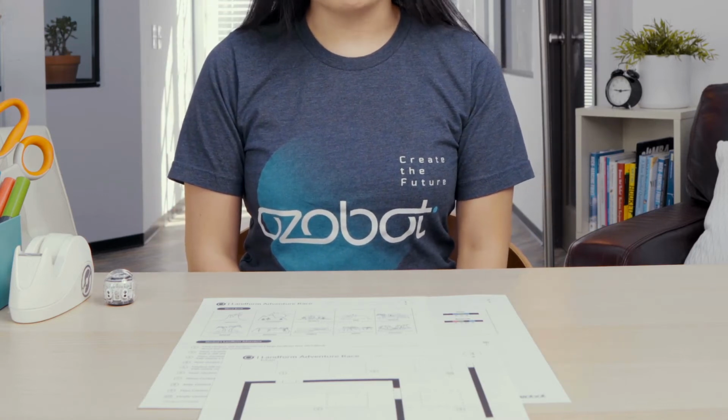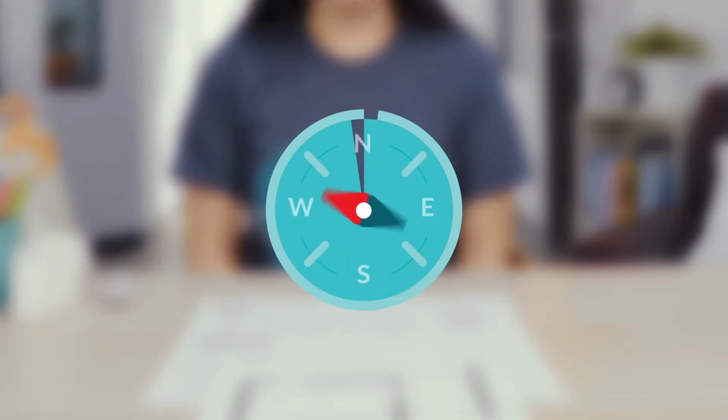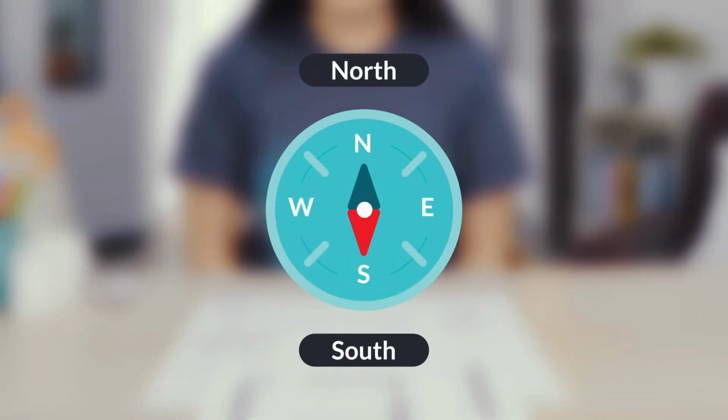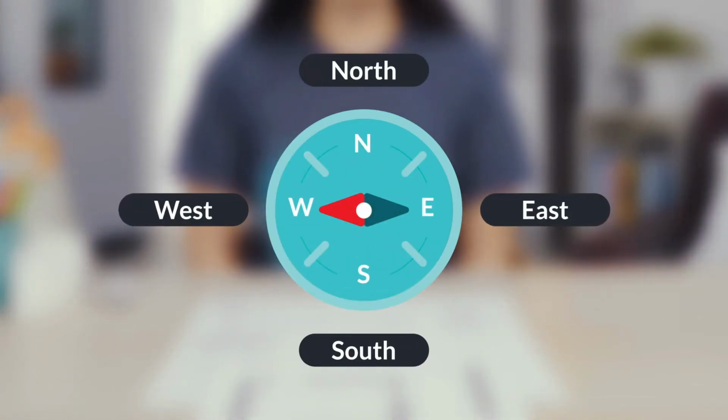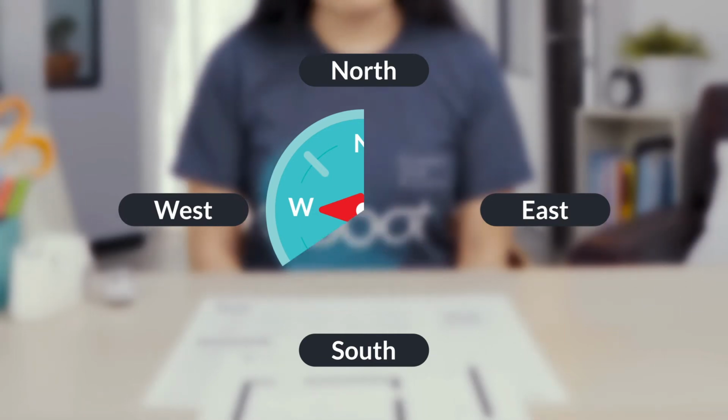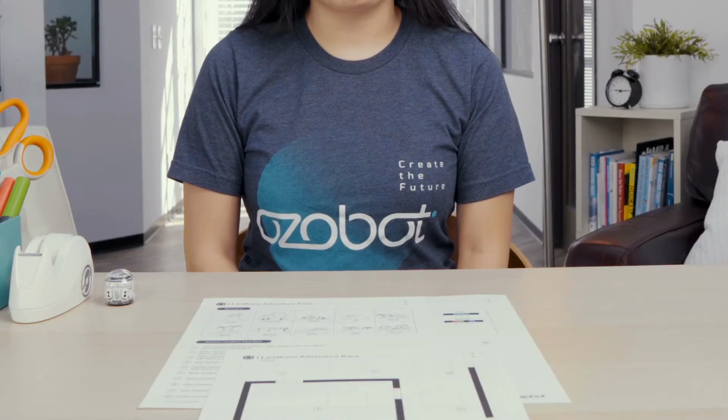Ozobot will follow the cardinal directions, north, south, east, and west, to move around the map to travel to each landform.